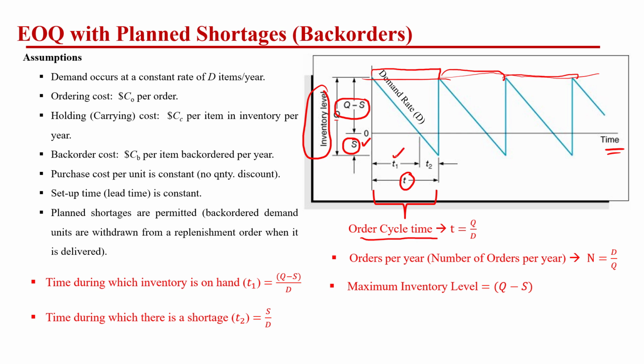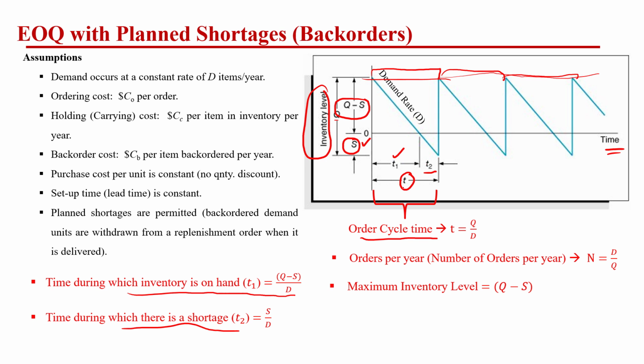One is T1, the time period in which we have inventory, or in which we are holding inventory. The second time period is T2, in which we have shortages of inventory, or you can say the shortage time period. So how can we calculate these T's?